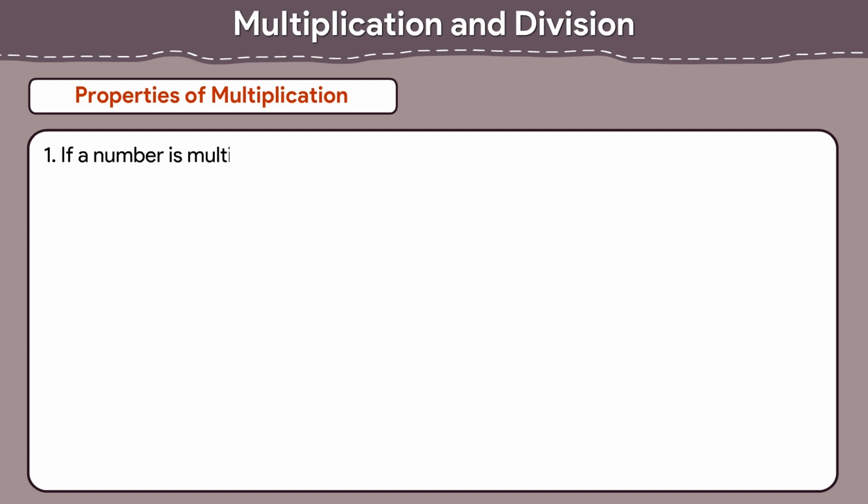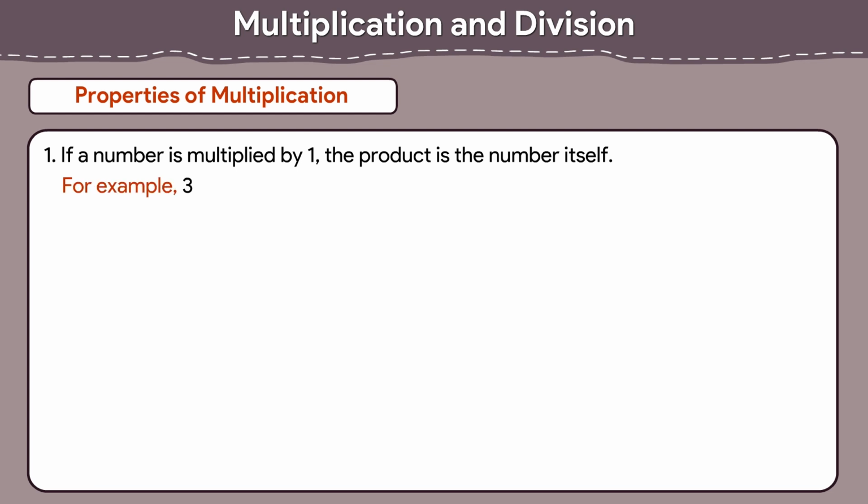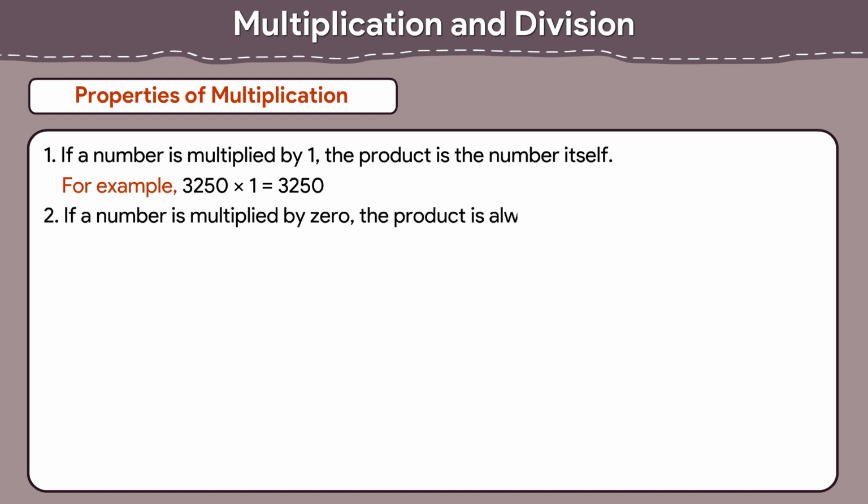Properties of multiplication. 1. If a number is multiplied by 1, the product is the number itself. For example, 3,250 times 1 equals 3,250. 2. If a number is multiplied by 0, the product is always 0. For example, 7,426 times 0 equals 0.